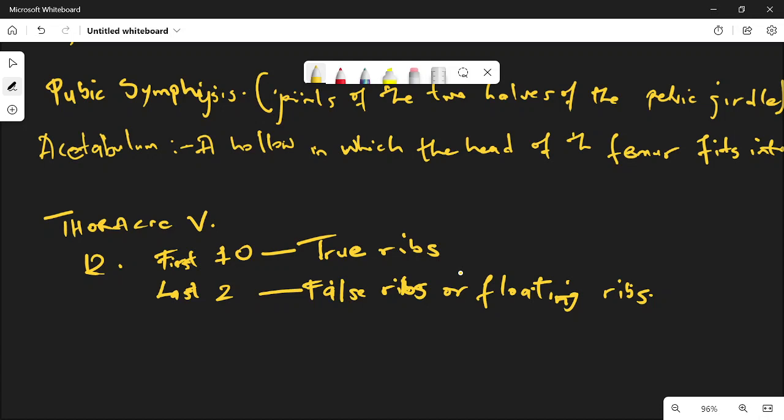And then we have talked about the pelvic girdle and the pectoral girdle. Again, let me just quickly talk about the function of the ribs. The function of the ribs is to protect the heart and the lungs, and then upward and downward movements of the ribs, which help in breathing.